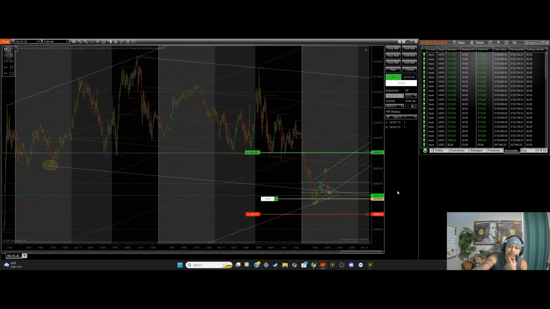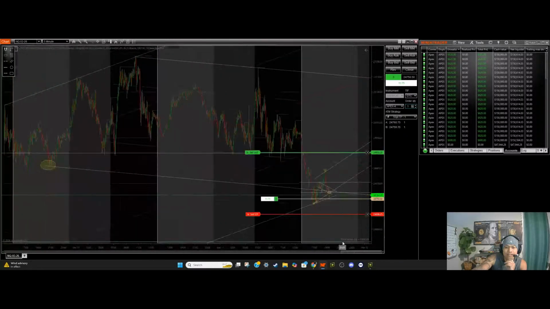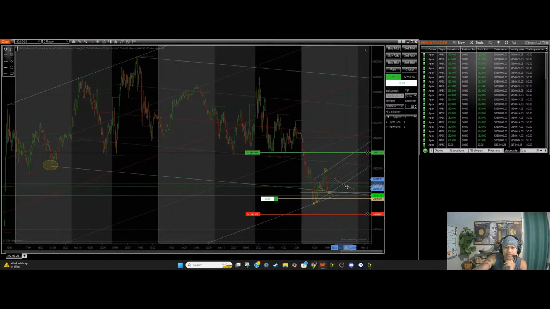This is so painful to watch. Painful. All right, let's get rid of our analysis lines here, kind of clean it up. Oh, come on, NQ. Get back above at least 24,775. I would.